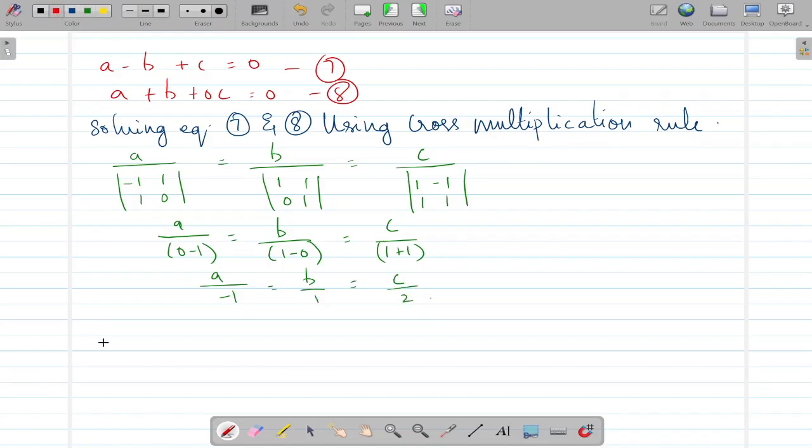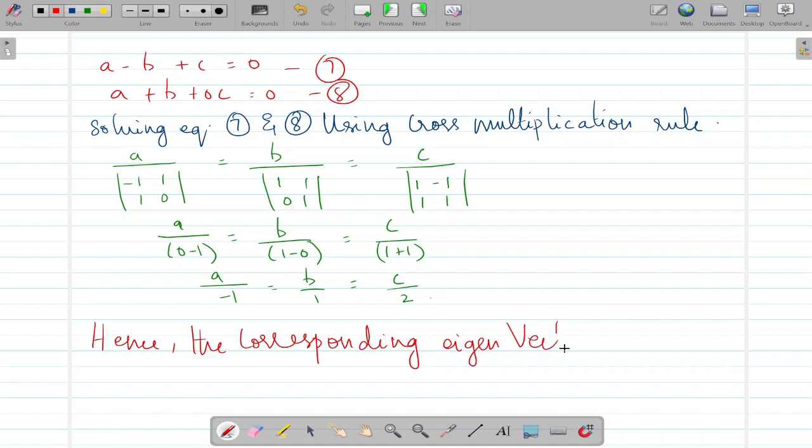So from this I can say, hence the corresponding eigenvector x3 equal to minus 1, 1, 2. So till here it is the same as we saw in type 4. From now you draw two tables.